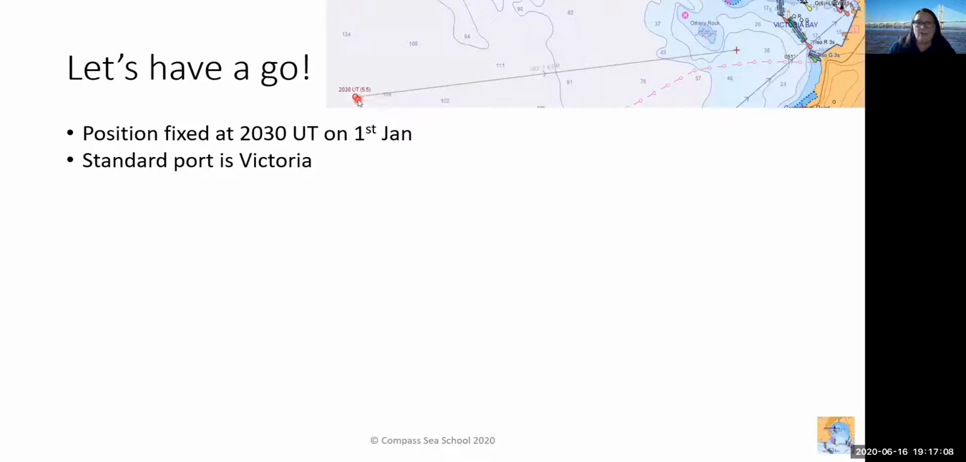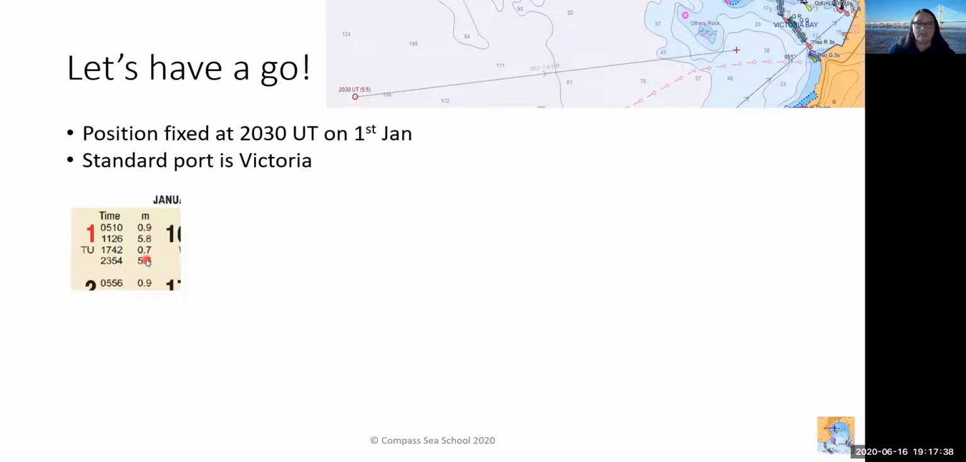Let's say we plotted our position at 2030, and this is the tidal diamond, the tidal information that we want to gather. So we've got our water track on here, we're plotting our EP, and this is roughly going to be a 1 hour journey. We fixed our position at 2030 UT, and it's the 1st of January. So universal time is winter time, if you like. Our standard port is Victoria. So back to our list then, what's the first thing that we need to know?